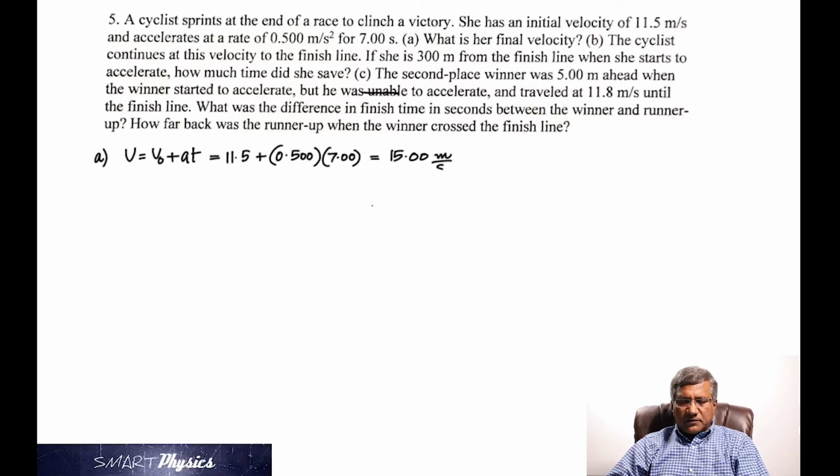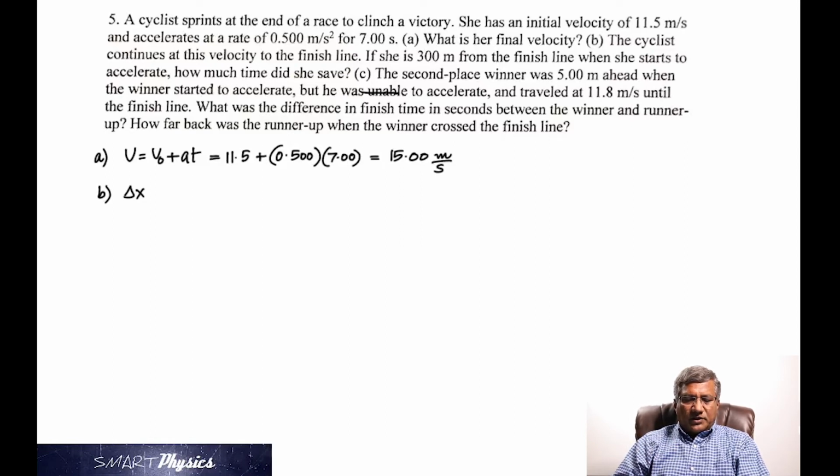In the B part, the cyclist continues at this velocity to the finish line. If she is 300 meters from the finish line when she starts to accelerate, how much time did she save? Now, got to be careful with this. So the cyclist continues at this velocity to the finish line, but when she is 300 meters from the finish line, she decides to accelerate. How much time did she save because she accelerated?